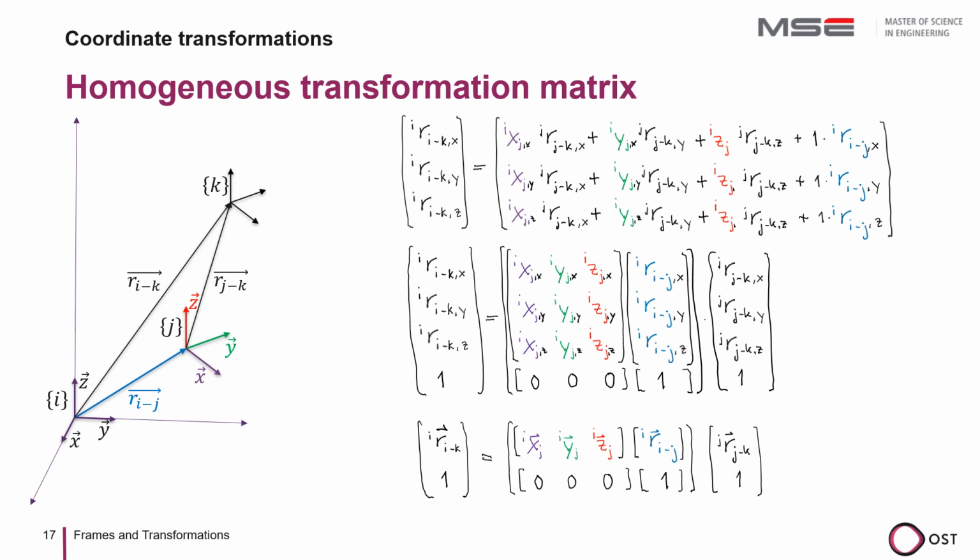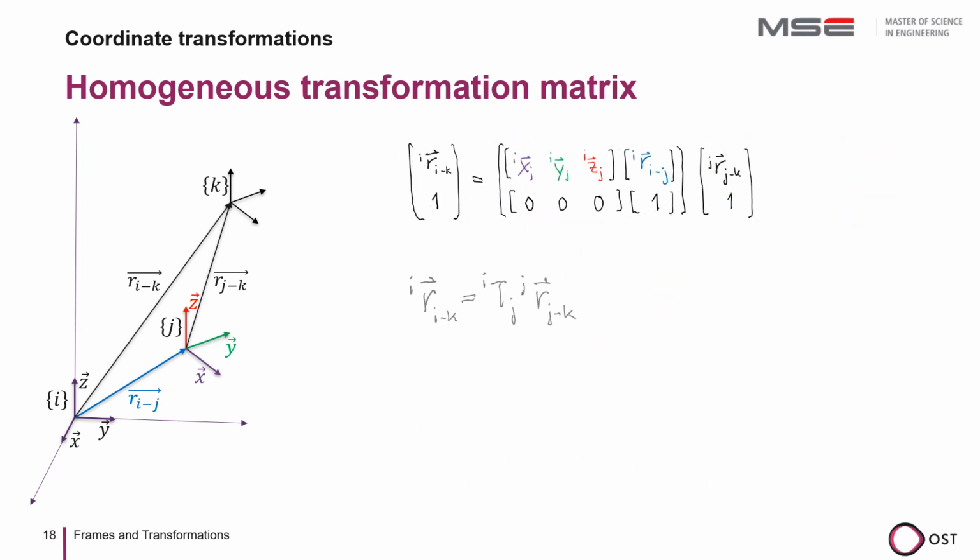Now we use vectors again instead of components. The location vector Rik is equal to the homogeneous transformation matrix Tij times the location vector Rjk. If a location vector starts from the origin of the coordinate system in which it is described with its components, the double index can be left out. So in short form, we can now write the transformations of a vector as follows.